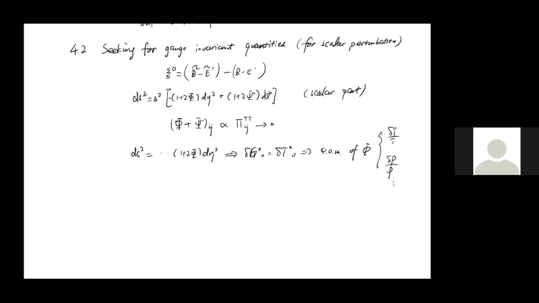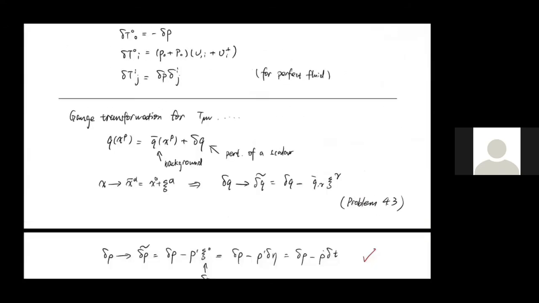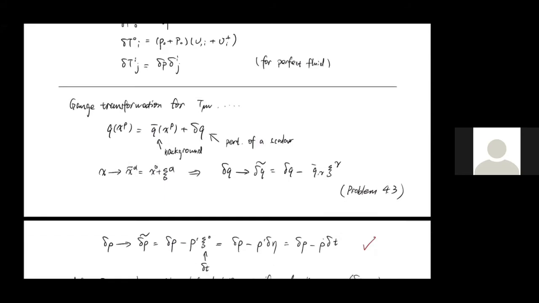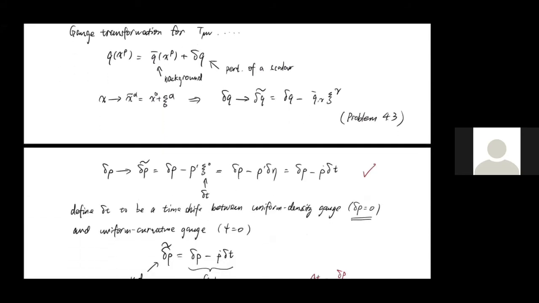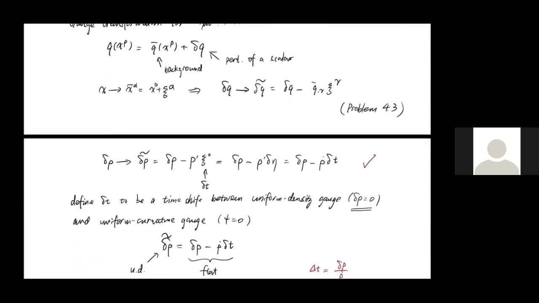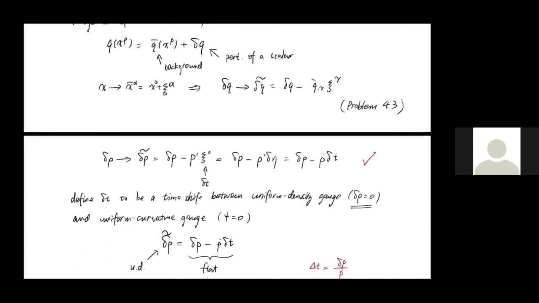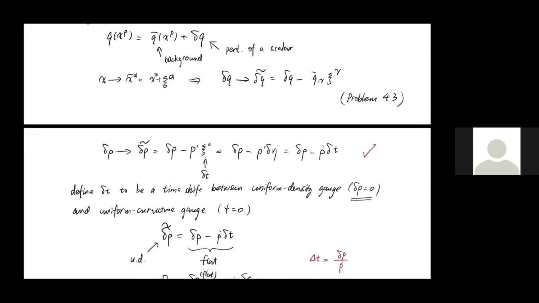For instance, you can define a gauge invariant energy density. And by this, you can have the so-called uniform density gauge. This can be done by looking at the transformation of that rho here. This equation I have a mark. Let me just put a number.